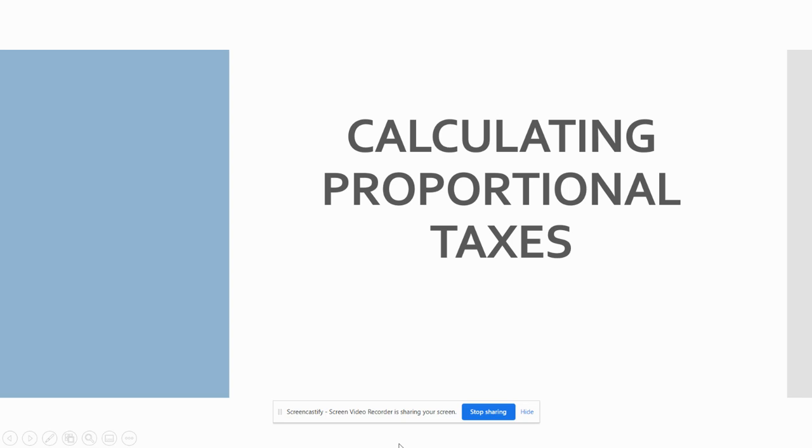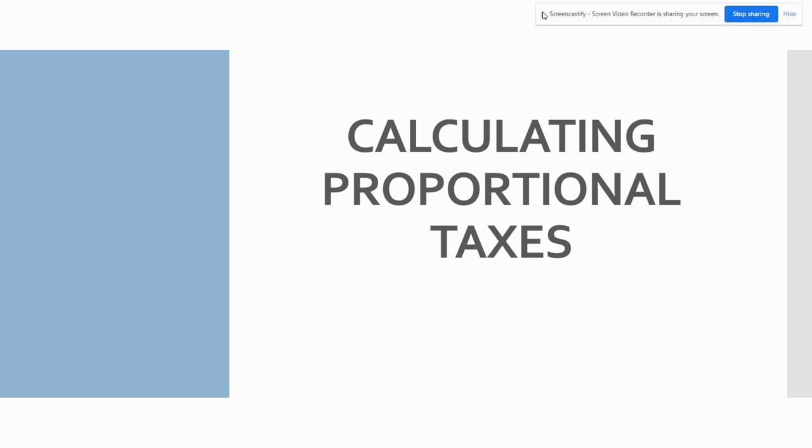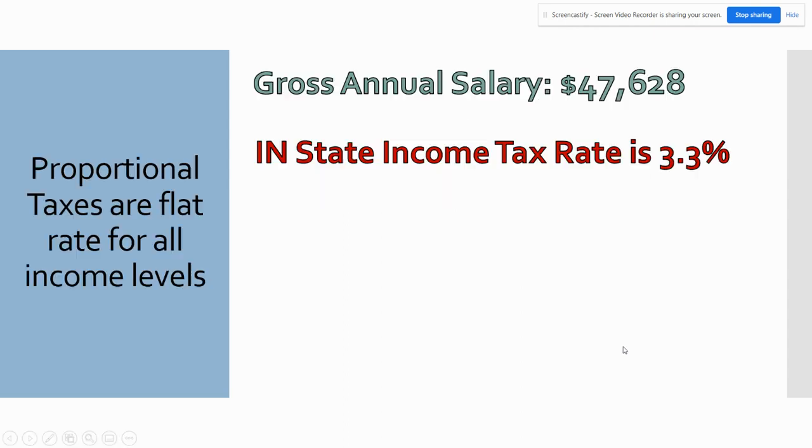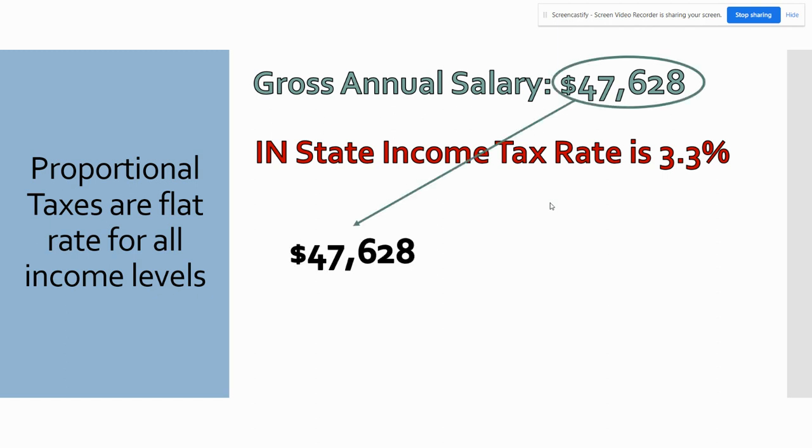So when we calculate proportional taxes, it's a lot easier to do than a progressive tax, because a proportional tax is one in which everybody pays the same rate. So there's not a lot of additional levels to look at. We have one tax rate that we'll be multiplying. So the formula is going to stay the same regardless of what the tax rate is or the income level is.